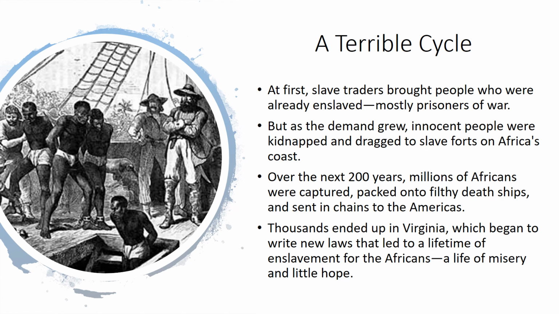A terrible cycle. At first, slave traders brought people who were already enslaved, mostly prisoners of war. But as the demand grew, innocent people were kidnapped and dragged to slave forts on Africa's coast. Over the next 200 years, millions of Africans were captured, packed onto filthy death ships, and sent in chains to the Americas. Thousands ended up in Virginia, which began to write new laws that led to a lifetime of enslavement for the Africans, a life of misery and little hope.